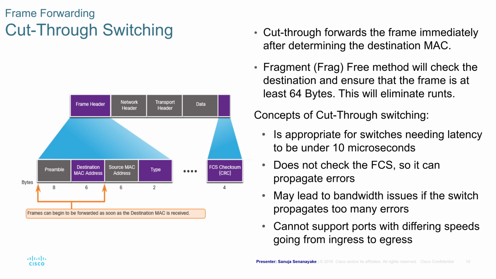Remember, one of the key features of store and forward switching is that it can mitigate issues where the ingress speed and the egress speed don't match each other. In cut-through switching, there's no buffering, so it cannot buffer between the ingress and the egress speeds, so it can't support ports with differing speeds. So those are the two types of switching.